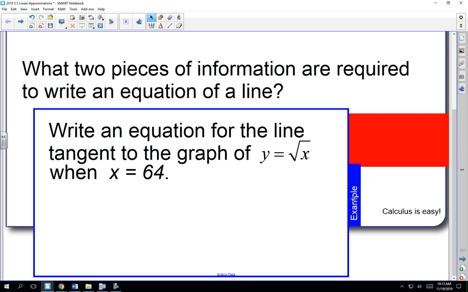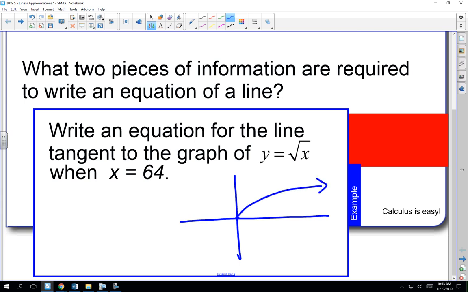Let me draw a picture for you here. I'll let you write this down. So y equals square root of x looks like this. Way out at x equals 64, my tangent line is going to be almost a horizontal line. So write an equation for the line tangent to the graph of y equals square root of x when x equals 64.